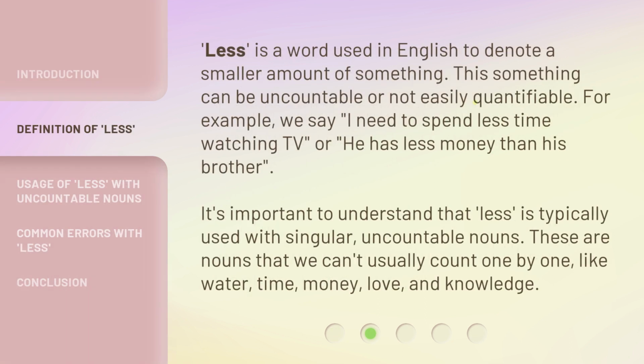Less is a word used in English to denote a smaller amount of something. This something can be uncountable or not easily quantifiable. For example, we say, "I need to spend less time watching TV," or "He has less money than his brother." It's important to understand that less is typically used with singular, uncountable nouns. These are nouns that we can't usually count one by one, like water, time, money, love, and knowledge.